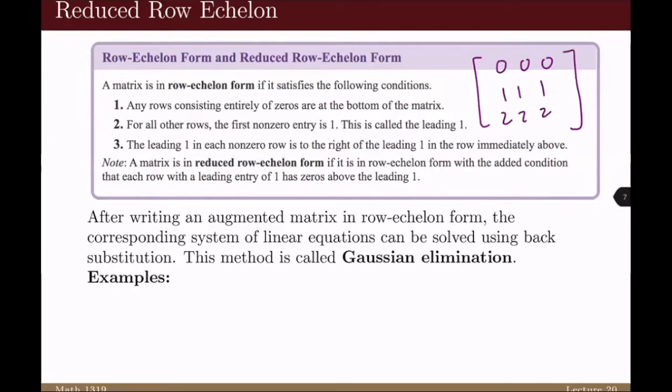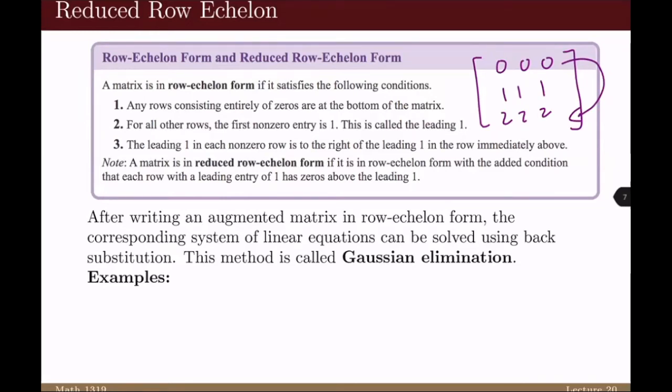All the zeros need to be at the bottom. The second one is for all other rows, the first non-zero entry is 1. This is called the leading 1. Number 3, the leading 1 in each non-zero row is to the right of the leading 1 in the row immediately above. And a matrix is in reduced row echelon form if it is in row echelon form with the added condition that each row with the leading entry of 1 has zeros above it.